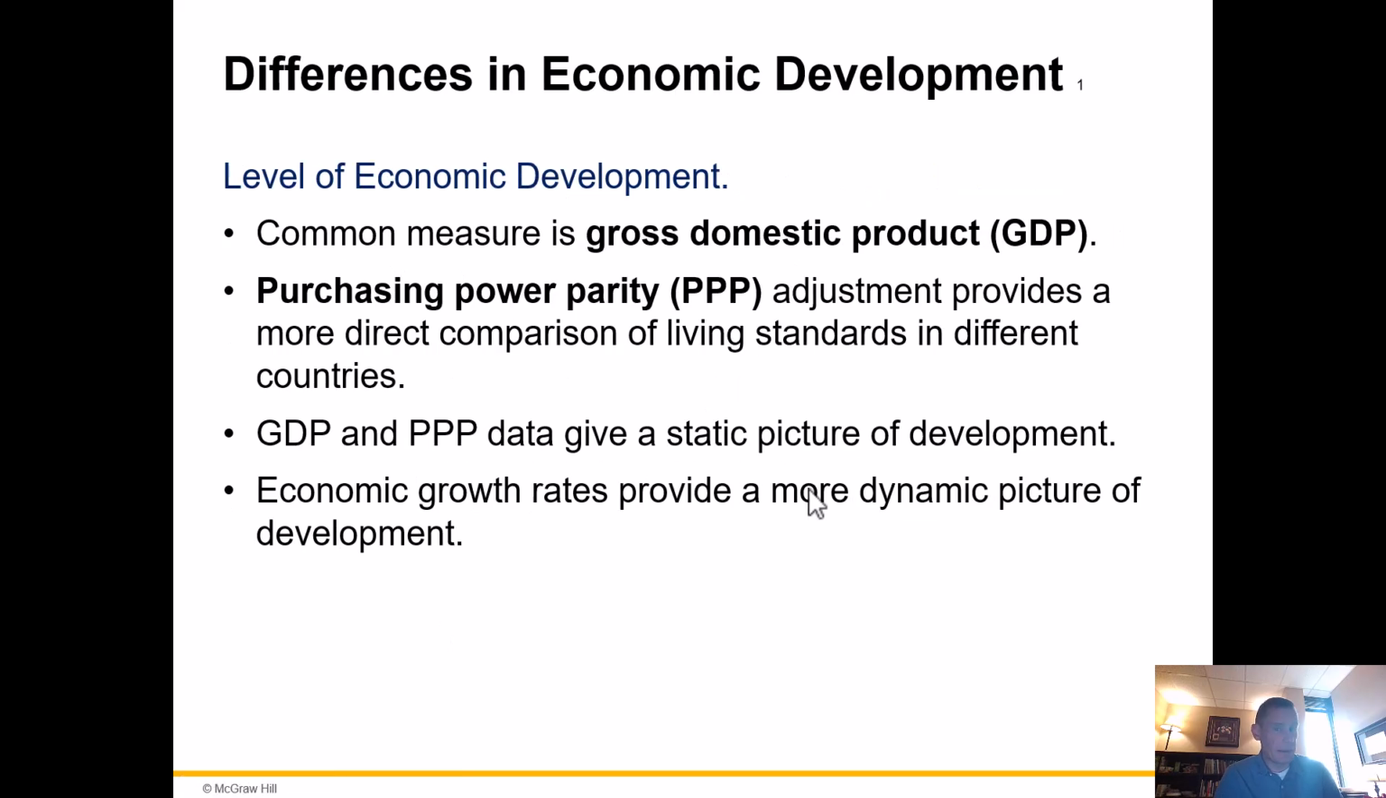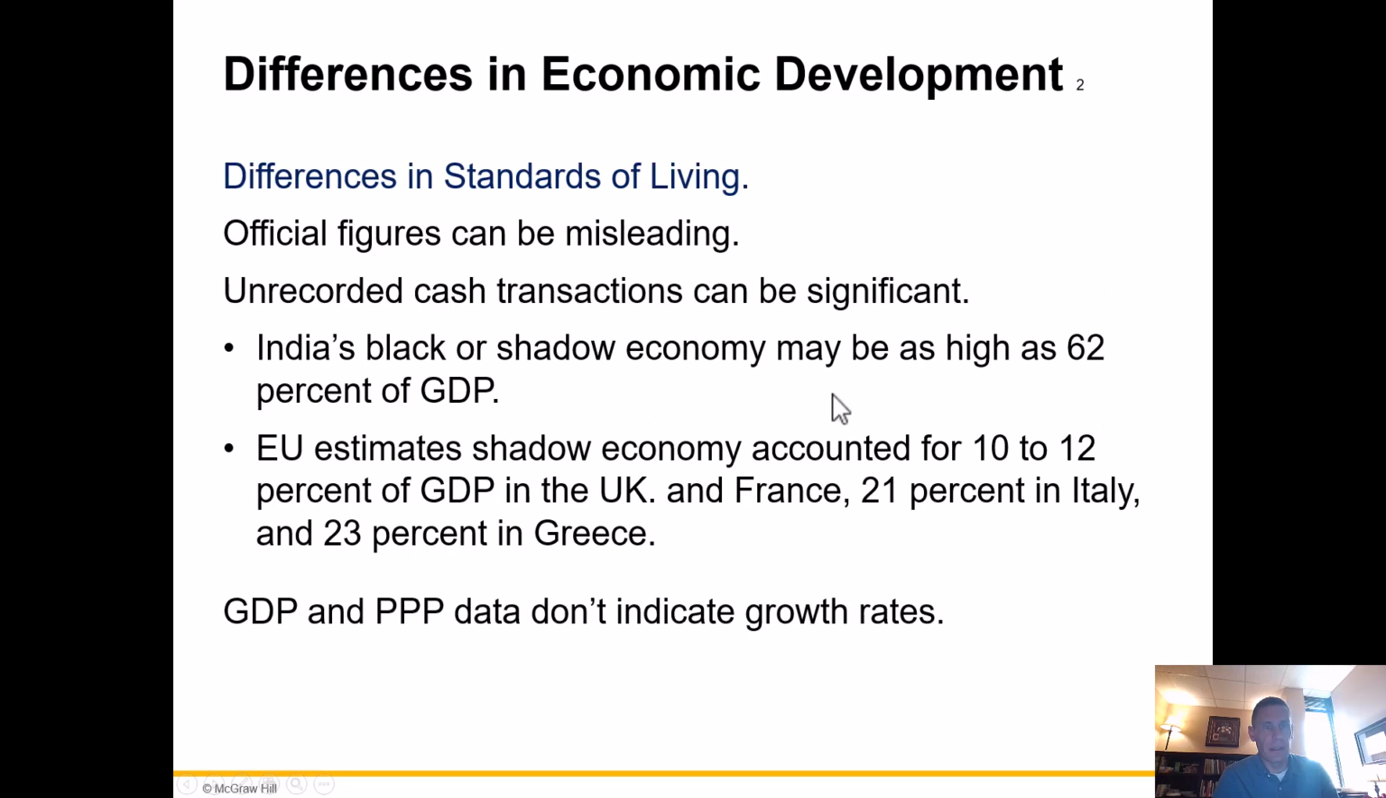With regard to level of economic development, the common measure is GDP, gross domestic product. We also can use PPP, purchasing power parity, which is an adjustment that provides a more direct comparison of living standards in different countries. GDP and PPP data give a static picture of development. Economic growth rates provide a more dynamic picture of development.